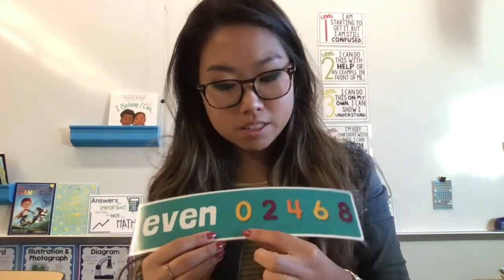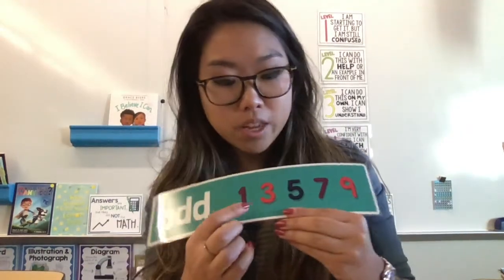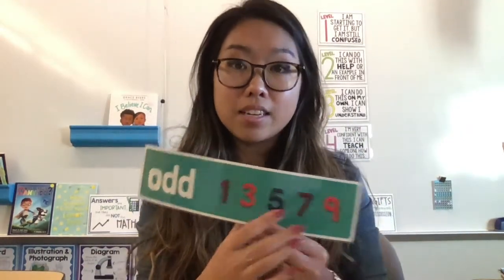Second graders, today we're going to learn about two new vocabulary words that are going to help us with our math. The first word is the word even. When we think about even, we think about skip counting. So you can skip count 0, 2, 4, 6, and 8. We're also going to learn about the word odd. Odd are numbers like 1, 3, 5, 7, and 9.